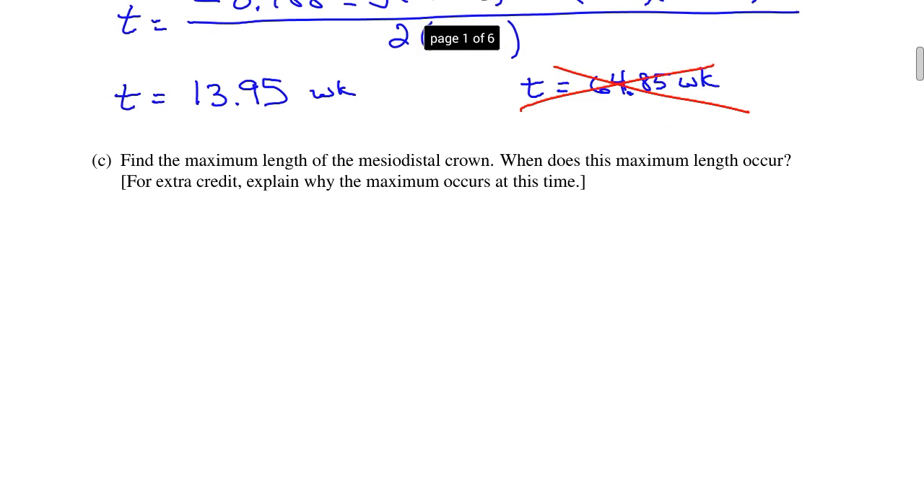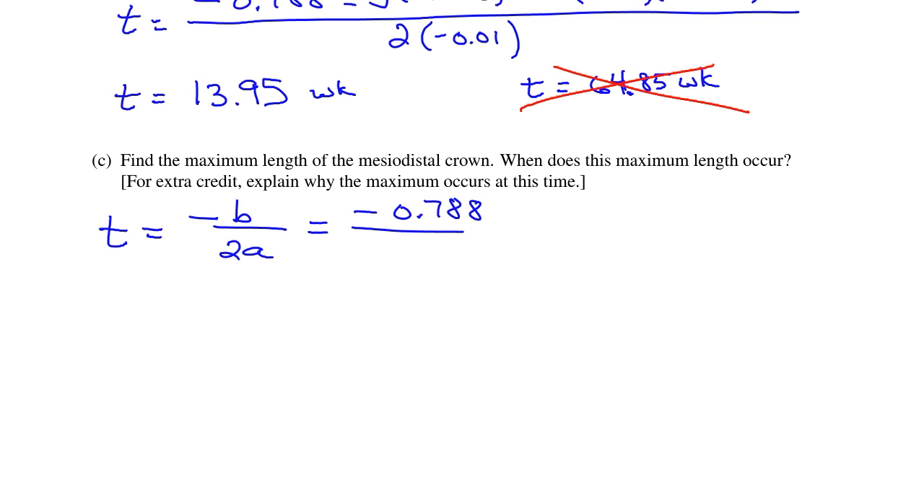Question C, find the maximum length of the mesiodistal crown, and when does this maximum length occur? So we know that the maximum of a quadratic occurs at negative b over 2a. So this would be negative 0.788 divided by 2 times negative 0.01, which is 39.4 weeks. So that's when the maximum occurs.